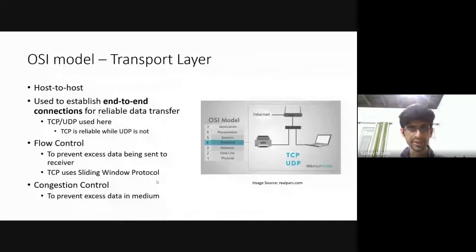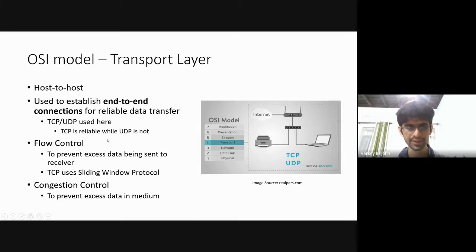And then there's something called the transport layer. The transport layer is used for end-to-end connections. It is used for reliable data transfer. When you send the data from your device to the other device, you need to make sure that the data is received by the receiver. So you can either use TCP or UDP. There are two protocols which are used in the transport layer.